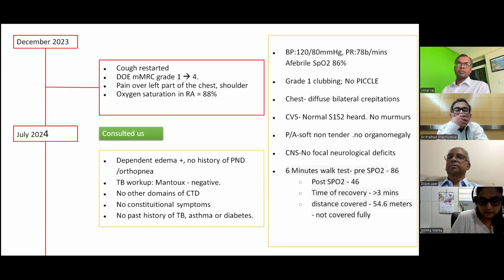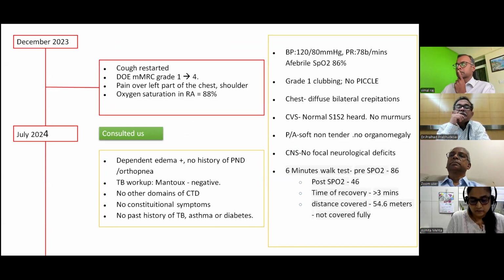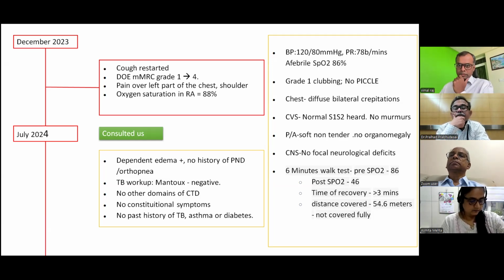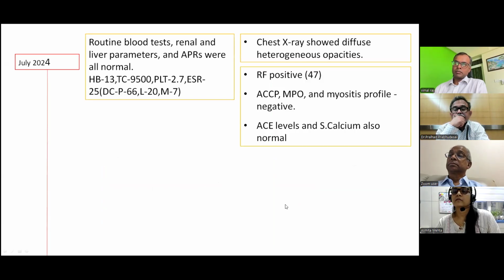At the time, she presented with dependent edema, but no history of any PND or any cardiac dyspnea. The TB workup we did was negative. Mantoux and even QTB were negative. Clinically, no other domains of a connective tissue disorder, no constitutional symptoms, and no past history of tuberculosis, asthma or diabetes. On examination, bilateral diffuse coarse crepitations were there, and she didn't tolerate the 6-minute walk. There was desaturation.